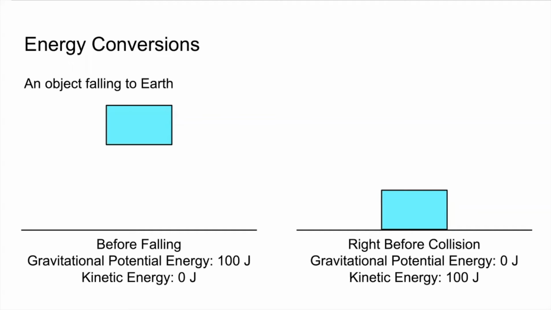Here's an example of an energy conversion. An object falling to Earth would start at rest at a certain height. So its gravitational potential energy is a certain value, let's just say 100 joules, and it has no kinetic energy because it's at rest. Right before collision with the ground, there is no more gravitational potential energy because the object has no height, and all of the initial gravitational potential energy has turned into kinetic energy. When the object does collide with the ground, the kinetic energy is turned into thermal and sound energy.